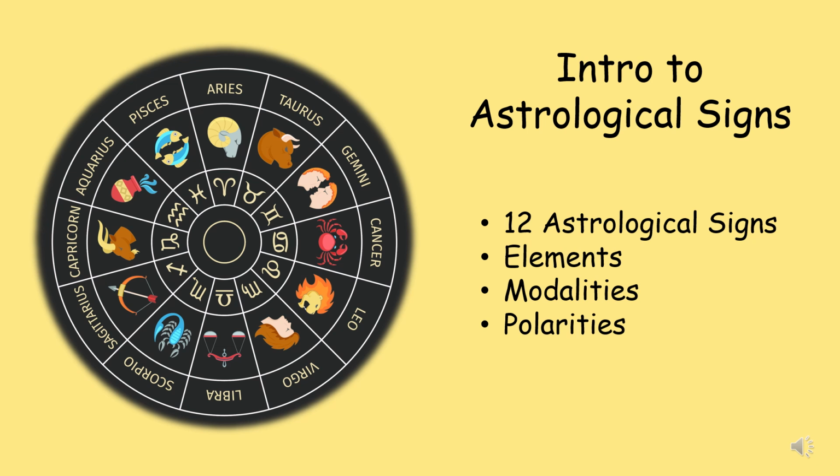In this video, I will be discussing the components which comprise the 12 astrological zodiac signs. Now, each of these 12 zodiac signs is comprised of one of 4 elements, one of 3 modalities, and one of 2 polarities.